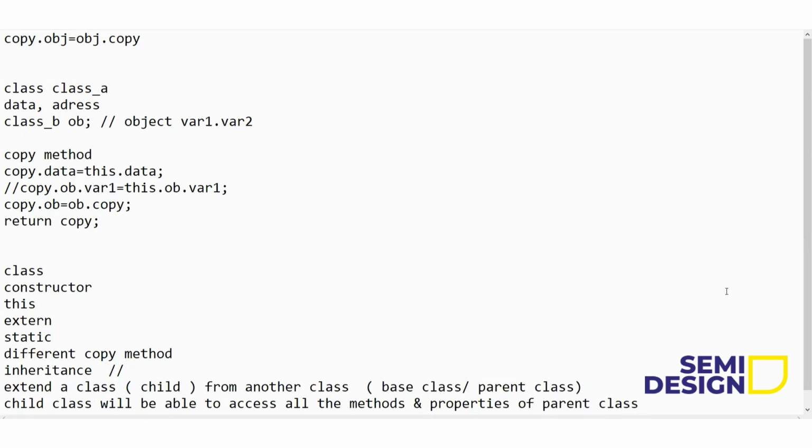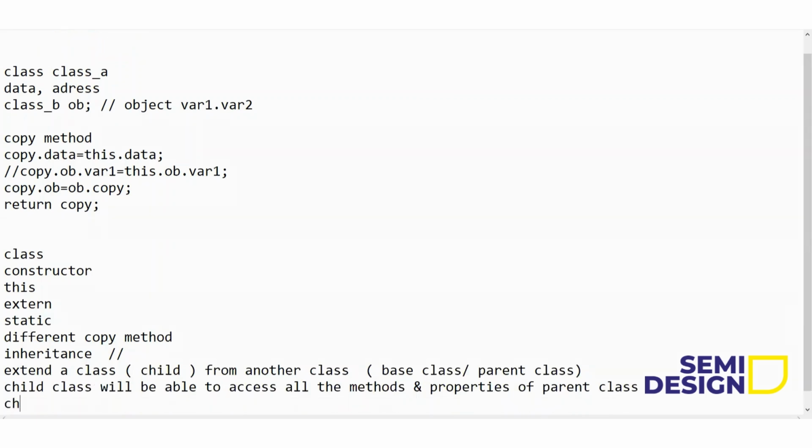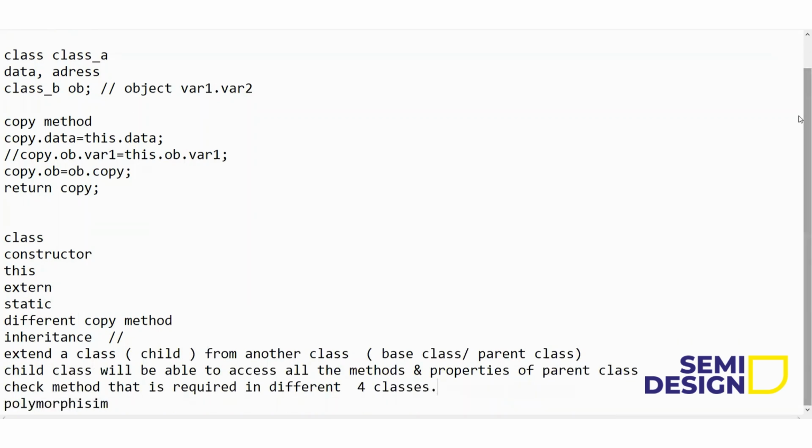Let's say you are writing one check method. That check method you may need in 4 different classes. Then what will we do? One way is to write that check method in all 4 classes. You can do like this, that is the normal way. Another way is to declare that check method in one class, extend the 4 classes from that class and use that method. You can easily use it.